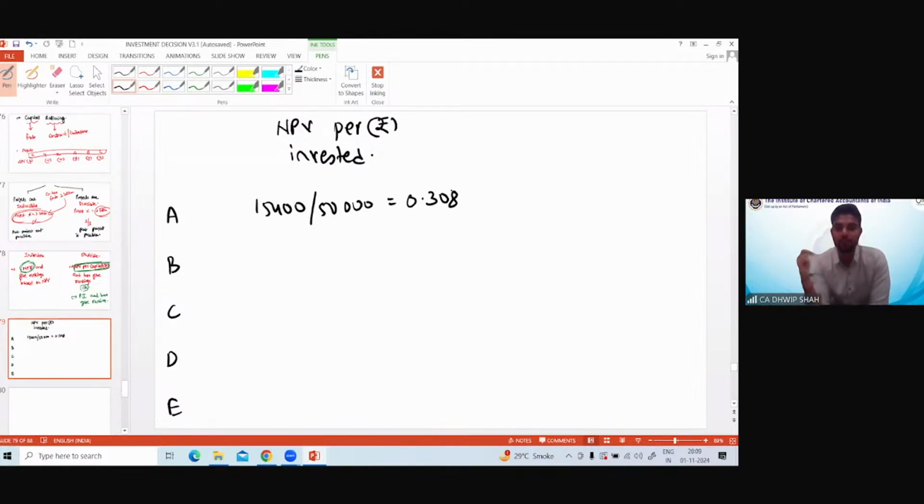1 rupee of capital invested in the project is generating NPV of 0.308, not cash inflow of 3.308. There is a difference between NPV and cash inflow. Understood? This is how you interpret. For project B, 40,000 is the investment amount and NPV is 18,700.